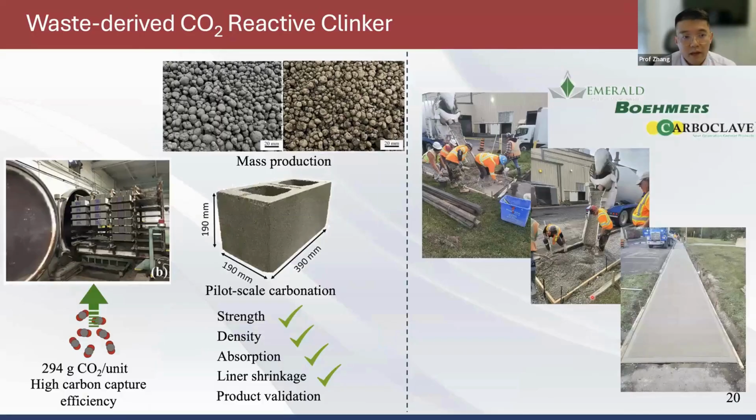So we did a couple of pilot demonstrations in Canada. We developed two different products. The first product is where we replaced OPC completely with our green cement, and we produced several batches of full-size CMU, concrete masonry units. We found each unit weighs around 17 kilograms and can absorb 294 grams of CO2 permanently, and it well satisfies the local standards in terms of strength, density, absorption, linear shrinkage, etc.